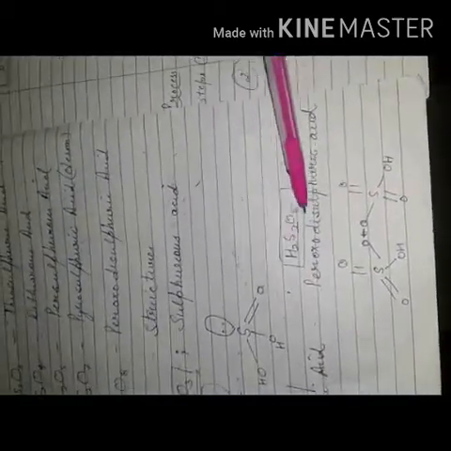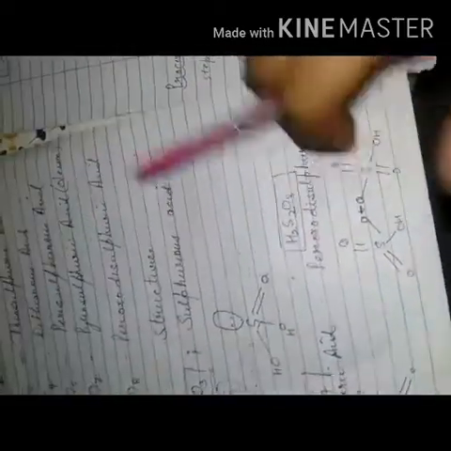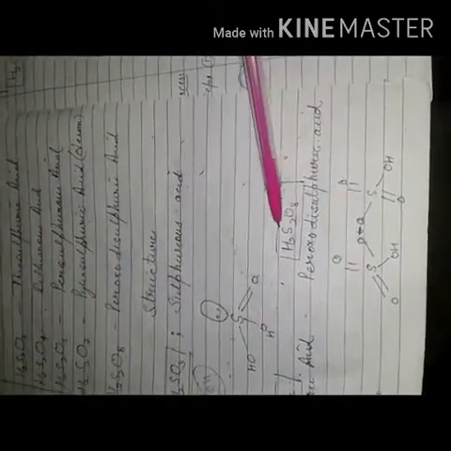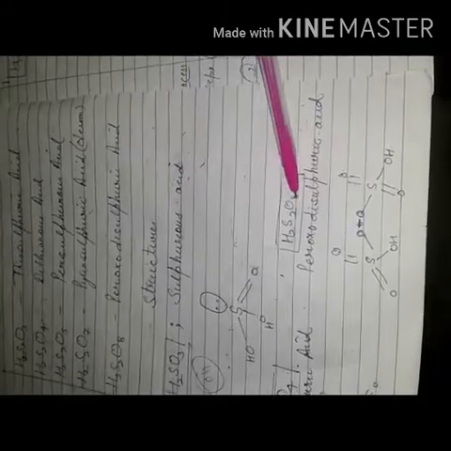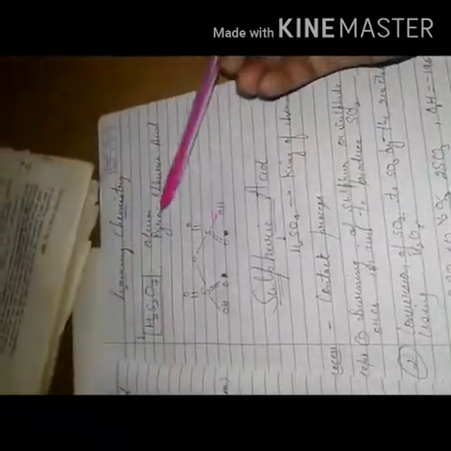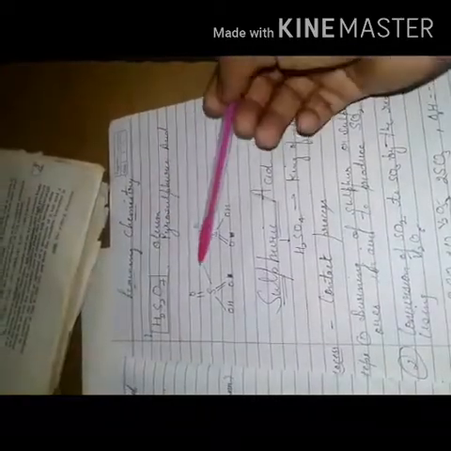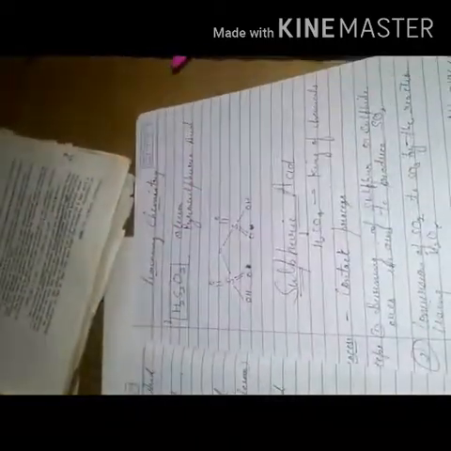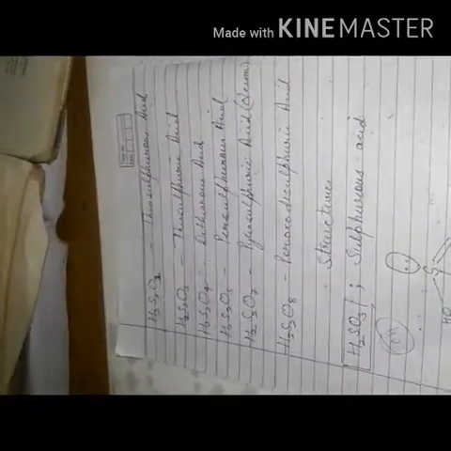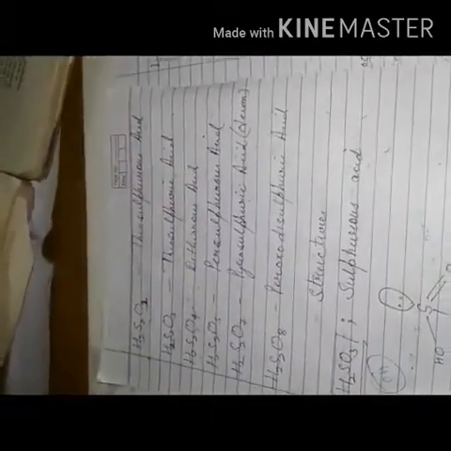Similarly, I have drawn peroxodisulfuric acid. Here 2 sulfur atoms are there with 8 oxygens. The structure is as follows. Similarly, I have drawn the structure of oleum, that is pyrosulfuric acid. These are the 4 structures I have drawn. So try to draw all the structures of these oxoacids. Try it at least once by yourself.